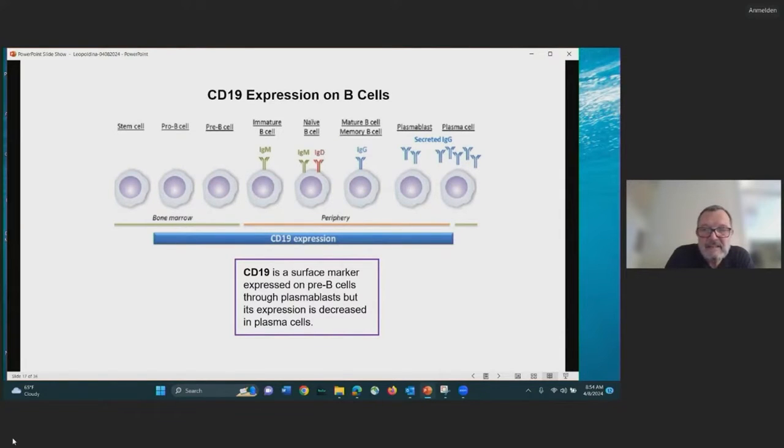And by this logic, perhaps these would be the cells most likely to produce the autoantibodies that we can see are decreased by treatment with anti-CD19. However, plasma cells at the far right stop or reduce expression of CD19. Therefore, these long-lived plasma cells perhaps escape control by CD19.